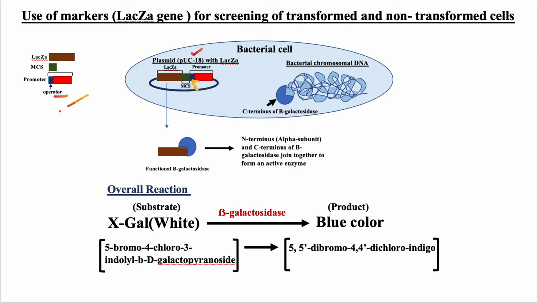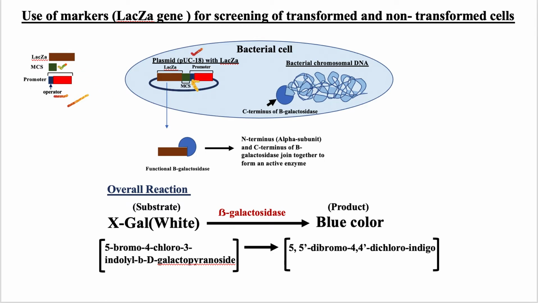So that is very important to detach the repressor protein from the operator through IPTG, because when IPTG attaches to the repressor protein, it brings some conformational changes in the repressor protein, and ultimately the repressor protein will detach from the operator region. Then it is followed by the MCS, which is the multiple cloning site.